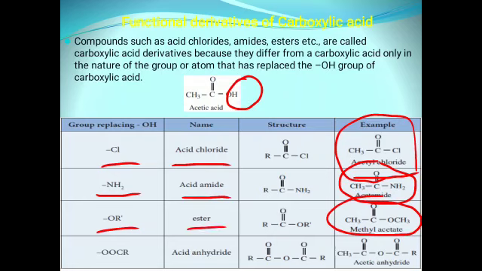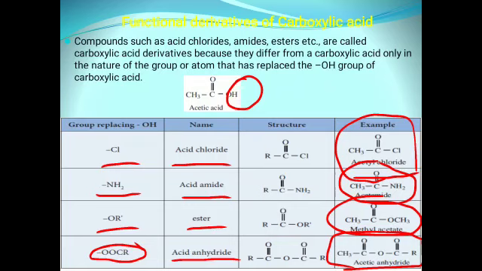Similarly, the last one, instead of the OH group of acetic acid, if I substitute RCOO minus, the formula will become CH3C double bond O, OCOR. First part we have CH3C double bond O, finally we have the RCOO group. This is an example for acetic anhydride and it belongs to the group called acid anhydride. So in all the four examples, instead of the OH group, basically they are from acetic acid. All the four, acetyl chloride, acetamide, methyl acetate, acetic anhydride, are obtained from acetic acid. They are the derivatives of acetic acid.